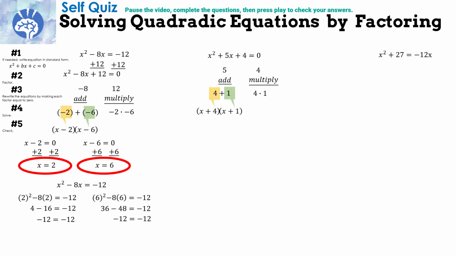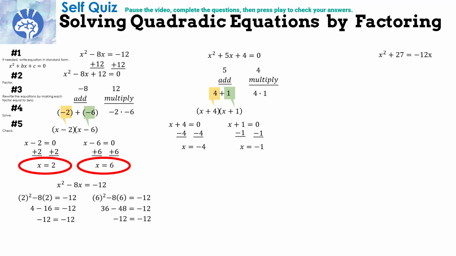On to step number 3. We're going to rewrite the equation by making each factor equal to 0. So I'm going to have x plus 4 equals 0. I subtract 4 from both sides, so I get x equals negative 4. I also need to put x plus 1 equals 0. I subtract 1 from both sides, so I get x equals negative 1.